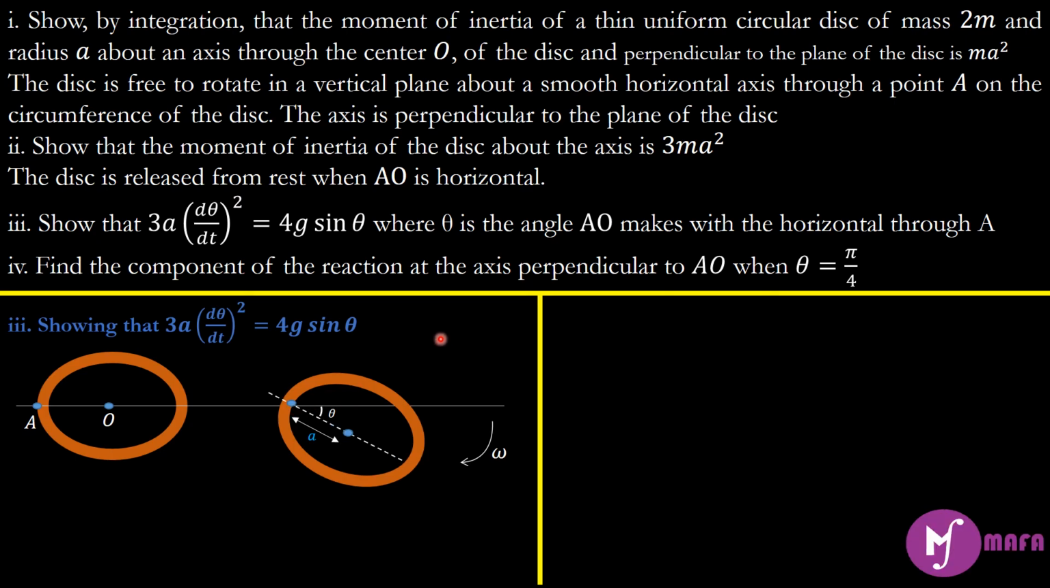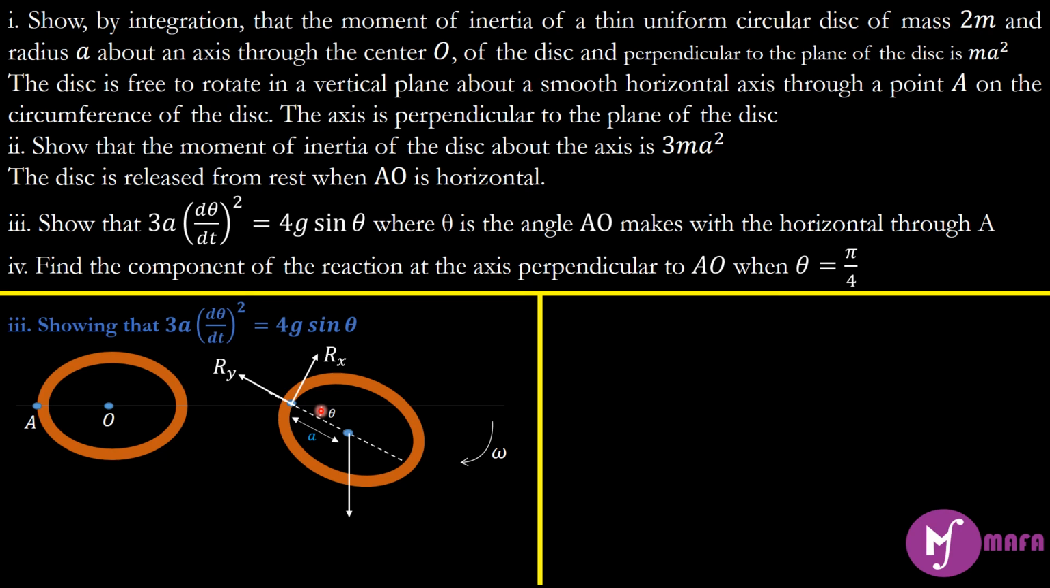Finally, we have to find the components of the reaction at the axis that is perpendicular to AO when theta is pi on 4. So we need to indicate the reaction. We have a reaction that is in the same direction as the disc, which we call the radial reaction, and a reaction that is perpendicular to the disc. So we call them RX and RY.